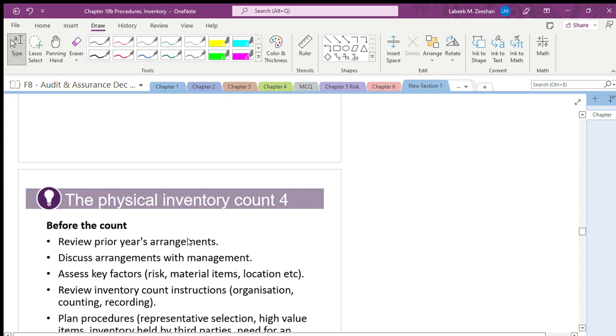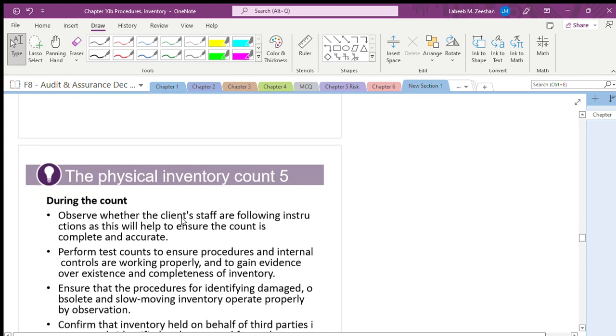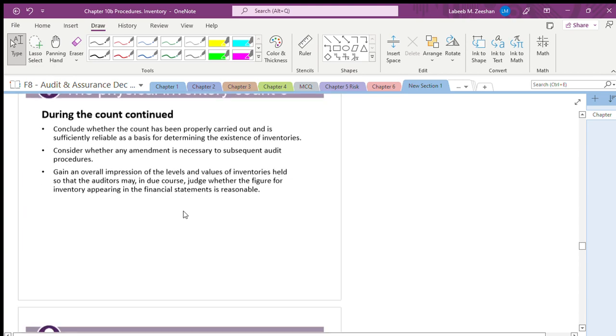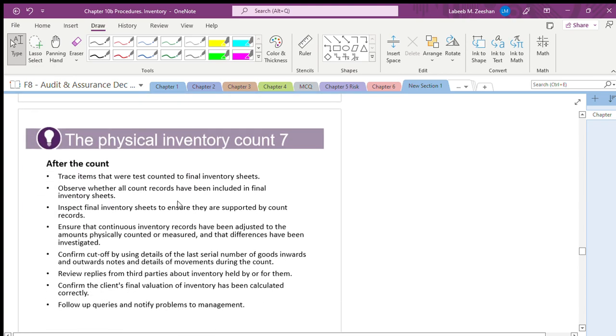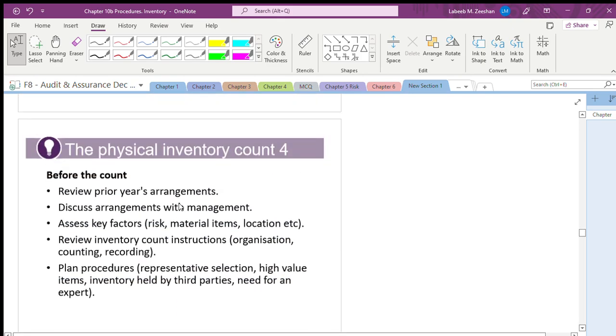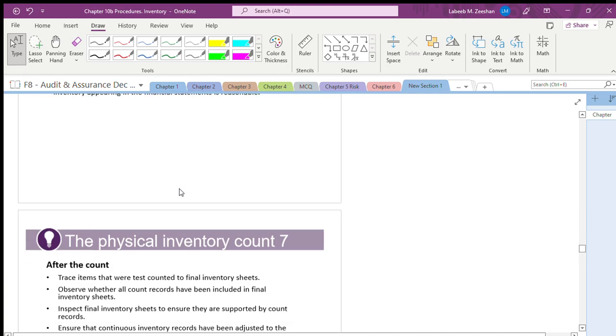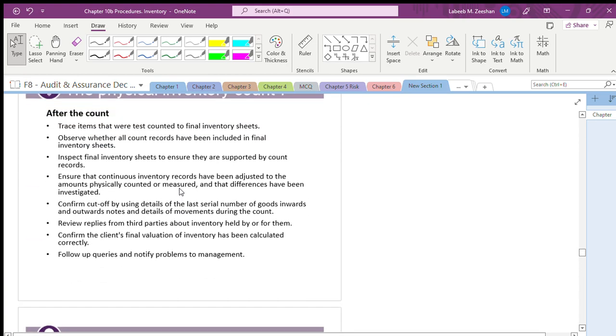Now, before the count, during the count, after the count, three different things are there. Before the count, what we have to do; during the count, what are the steps and procedures we have to follow; and after the count, what is the procedure.